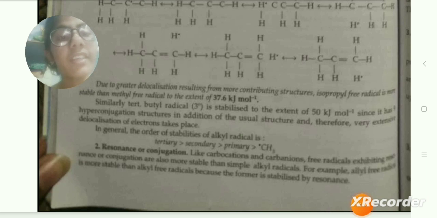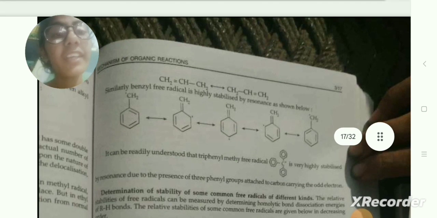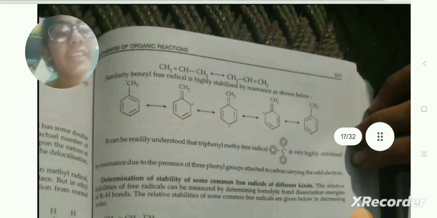Resonance and conjugation: like carbocations and carbanions, free radicals that exhibit more resonance or conjugation are more stable than the simple alkyl radicals. For example, the allyl free radical is more stable than the alkyl free radical because the former is stabilized by resonance. Similarly, the benzyl free radical is highly stabilized by resonance. It can be readily understood that the triphenylmethyl free radical is very highly stabilized by resonance due to the presence of the three phenyl groups attached to the carbon carrying the odd electron.